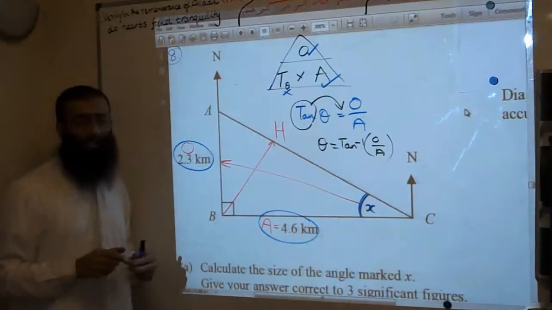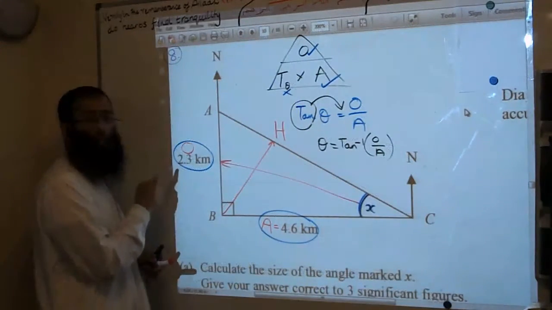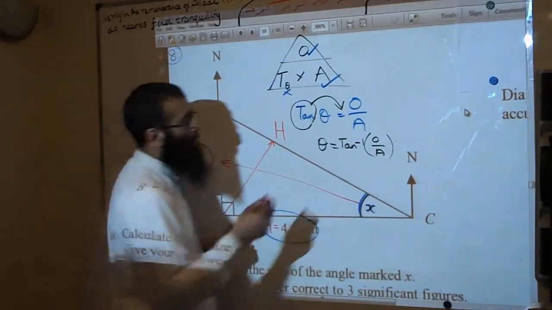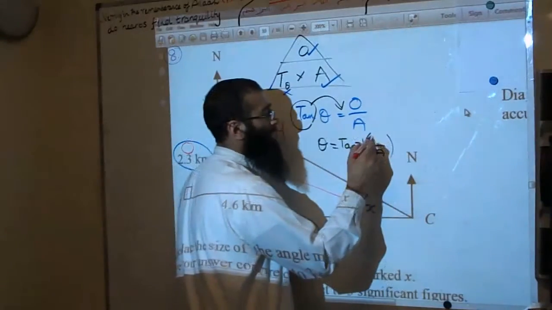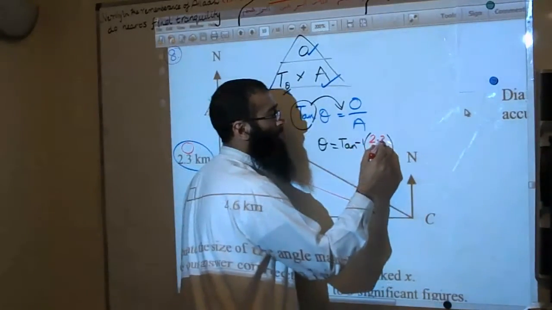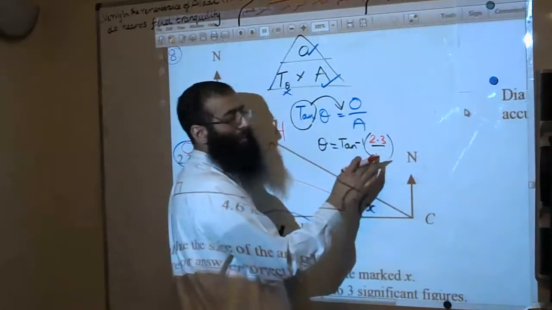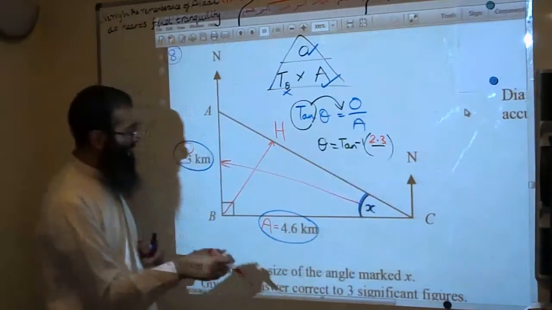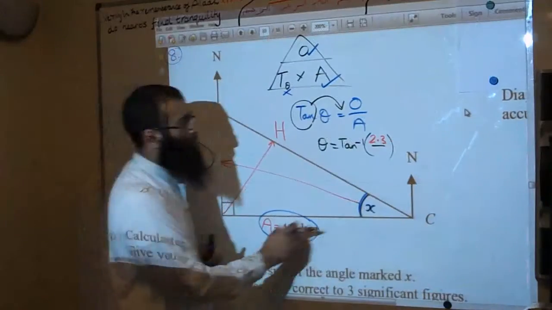Can you start feeding me some values now, please? What is the O value? 2.3. Okay, I'm going to rub mine off here and put in 2.3. I've rubbed off the A value now. The A value is equal to 4.6.